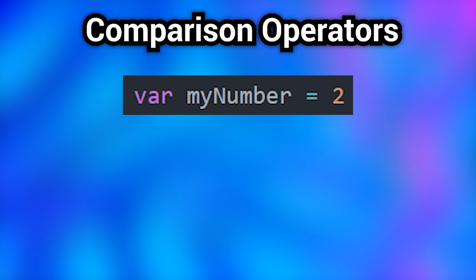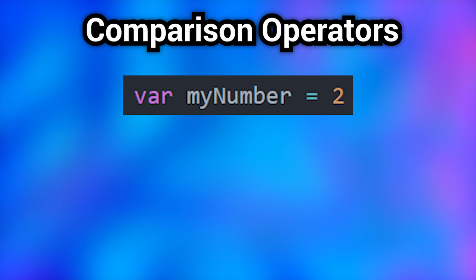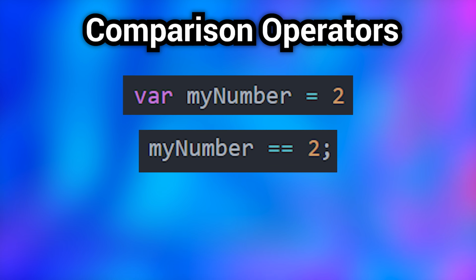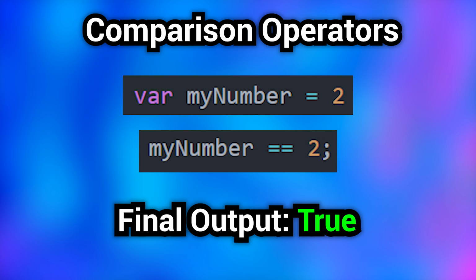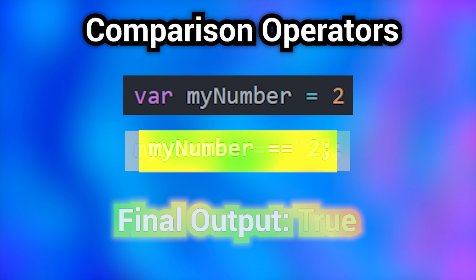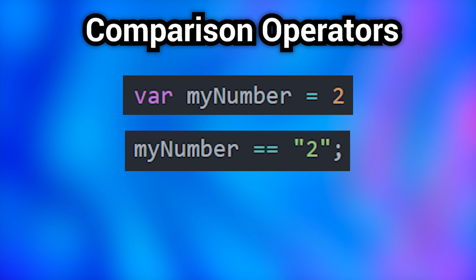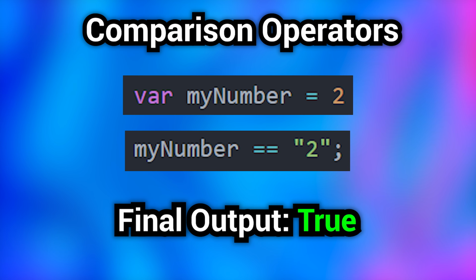We also have comparison operators. The first example of this is the equals operator. This checks to see if two values are equal to each other and does not consider the data type of the value. So myNumber == 2 will return true because myNumber is equal to 2. Similarly, myNumber == "2", the string of 2, will also return true because the data type is not considered.